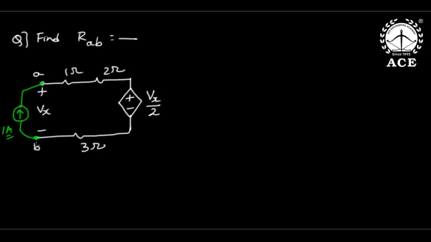And I will find the voltage across it. So now according to Ohm's law, this RAB will be voltage Vx by current 1 ampere. Why voltage Vx? Because at terminals AB, Vx itself is the dependent parameter. That itself is the voltage across it. Ohm's law is voltage by current.